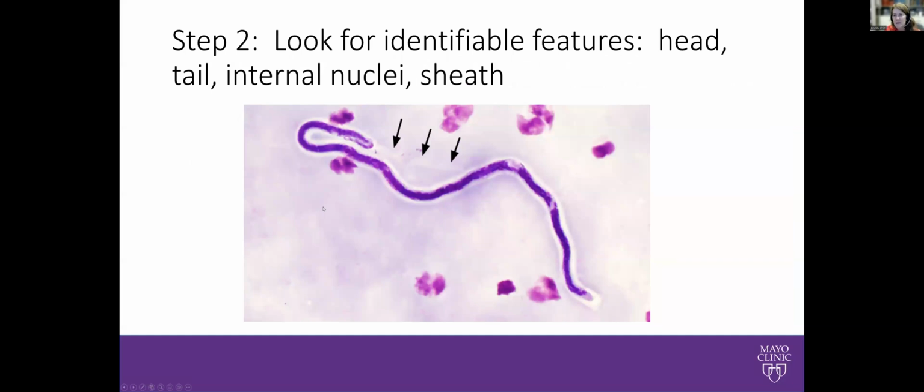And then once you found them, you look for certain identifiable features like the head, the tail, the internal nuclei, whether they go to the tip of the tail or not, and then the presence of a sheath. And the sheath sometimes just appears as this negative outline. So it can be a little challenging to find.